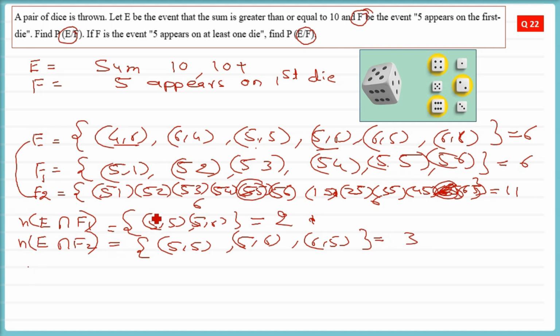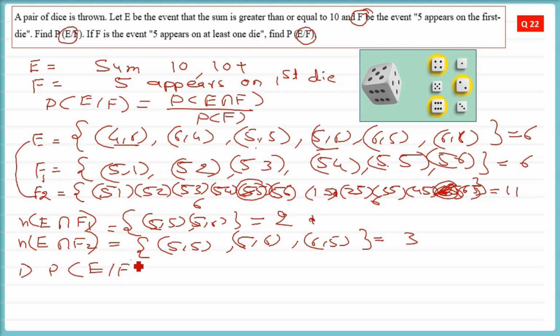Now taking the probability formula, it is simply P of E given F, which is P of E intersection F divided by P of F. So first I am taking P of E given F, which I am calling F1. Second one is P of E given F2. They are F only in the question, but I am just suggesting F1 and F2. So number of elements in E intersection F1 is 2. The number of elements in F1, we have already computed that. So it's 6. So 2 by 6 it is.